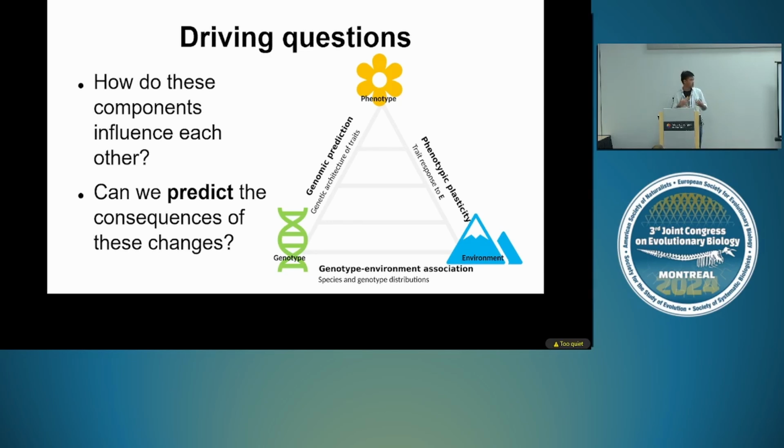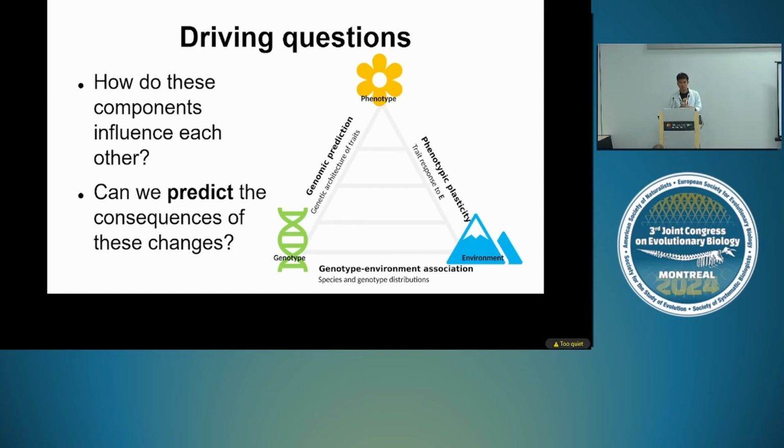So under this framework, the driving questions of my research at the highest level are really: how do these components influence each other? What happens when I change one component, or what happens during invasion when it changes? And ultimately, can we predict the consequences of these changes?